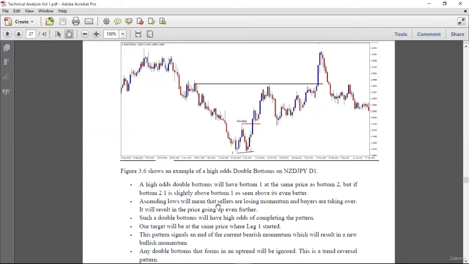Ascending lows will mean that sellers are losing momentum and buyers are taking over. Now, as I said, it's an inverse of double top. Sellers are losing momentum, buyers are taking over. The momentum is going to the buyer's side. This will result in price going up even further. So that's why I say these are reversal patterns. If it was going down, it's going to go up because there's a reversal that has happened. If it was going up, double top, it's going to go down because there's a reversal that is happening.